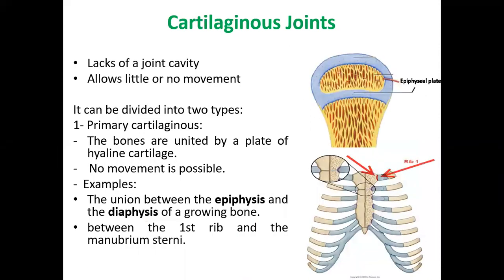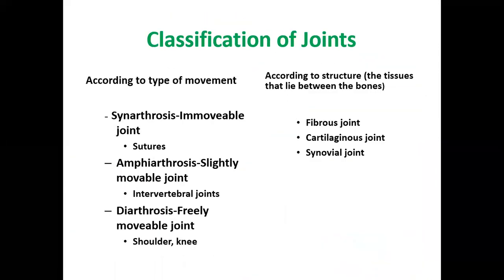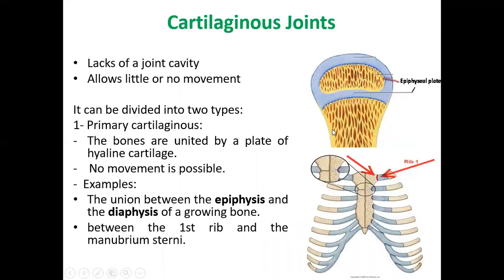Now we'll go to the second type, that is the cartilaginous joint. First was the fibrous joint, then we are going to the cartilaginous joint, and then we'll study the synovial joint. Right now we are studying the cartilaginous joint. Coming to the cartilaginous joint, again here also there is a lack of joint cavity. Just like in the case of the fibrous joint, even in the cartilaginous joint there is no cavity.